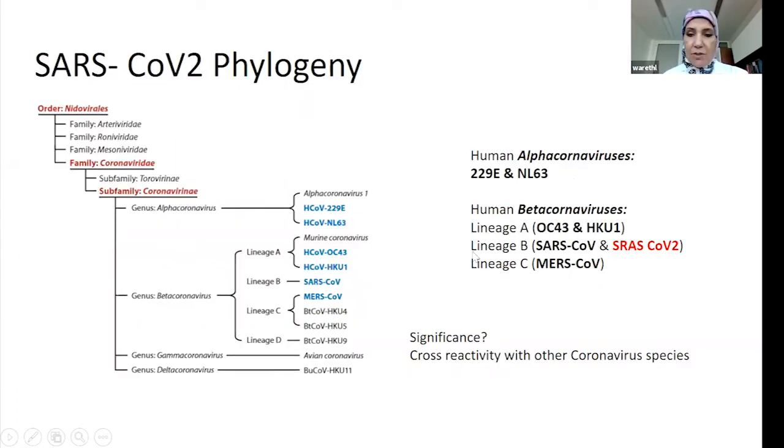So in terms of the species, again, it belongs to the betacoronaviruses, and there are three lineages A, B, and C. It is in lineage B, has a very close relationship to SARS-CoV, but it also has a linkage to other coronaviruses that cause the common cold, like OC43 and HKU1. This also has a closer relationship with the MERS-CoV viruses. The significance of that is it's important to remember because of the cross-reactivity in the detection method between SARS-CoV-2 and these other common coronaviruses as well.